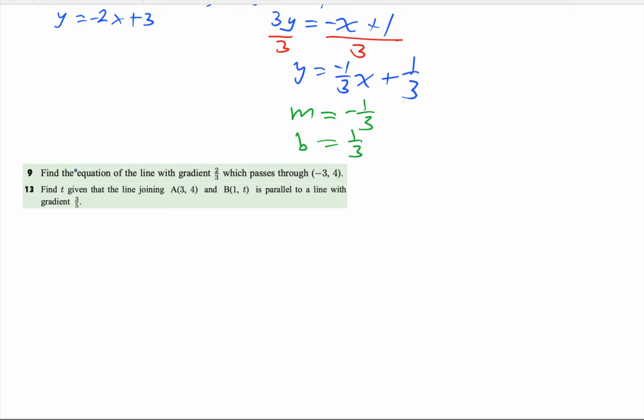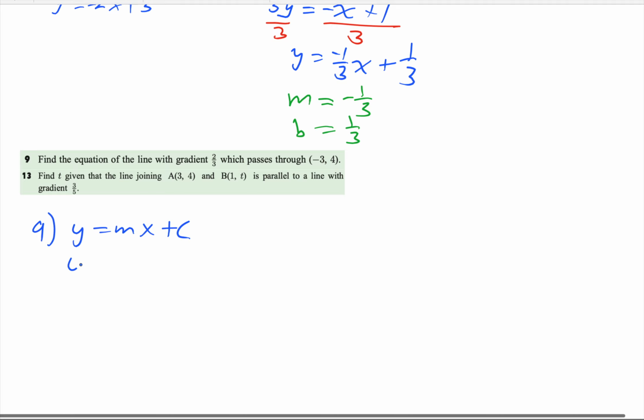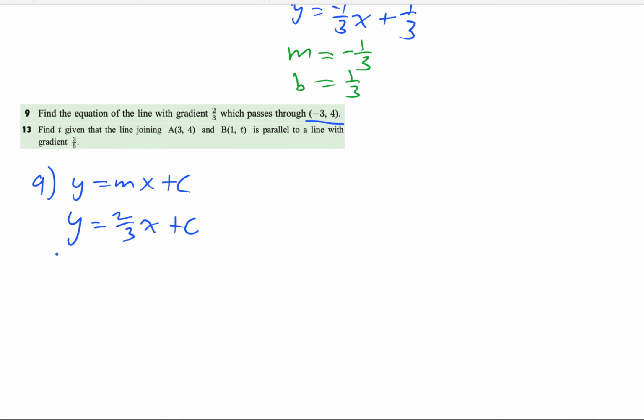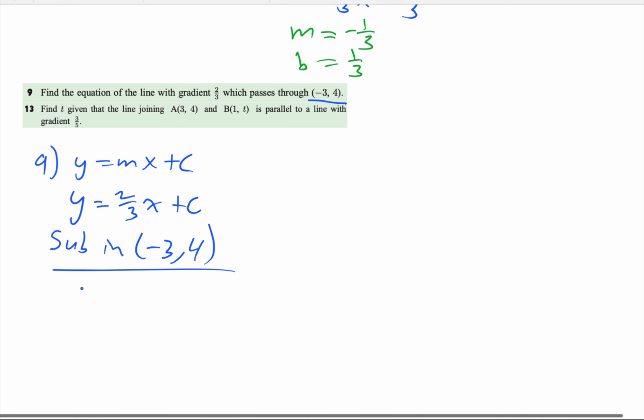Next, we got number 9 here. Find the equation of the line. Okay, so the line is y equals mx plus c. We have the m, 2/3. That is a point. We can sub it in, because this equation is supposed to work for all points on the line, every single one of them. So sub it in. There's the y, that's the y, 4.